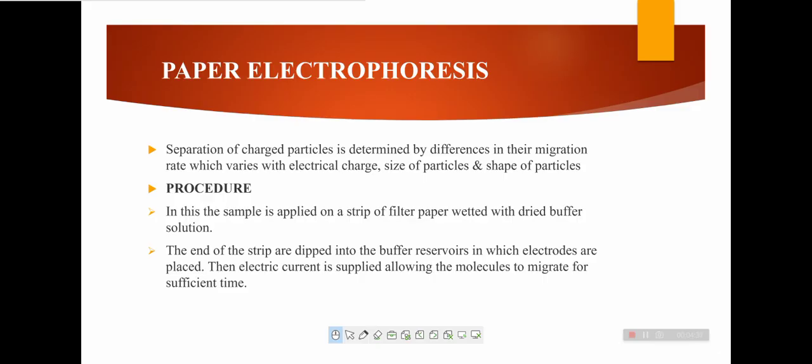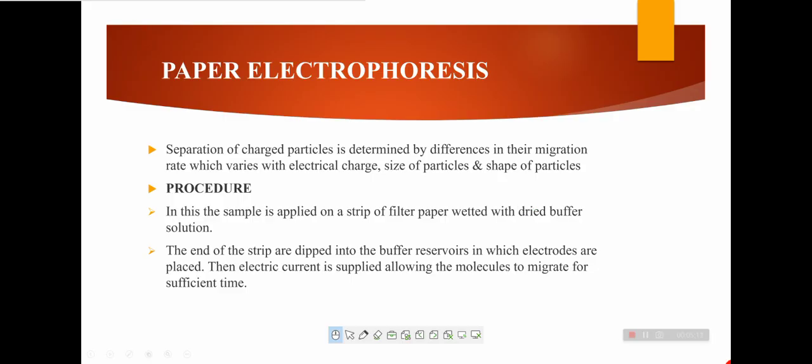Alright. Now the technique of paper electrophoresis is simple and inexpensive, and it requires only micro quantities of plasma for separation. The support medium that we use in paper electrophoresis is a filter paper. This filter paper is wetted with dried buffer solution. The electrophoresis apparatus in its simplest form consists of two troughs to contain buffer solution through which the electric current is passed. Paper electrophoresis is frequently used for isolation of proteins, amino acids and oligopeptides in the plasma.